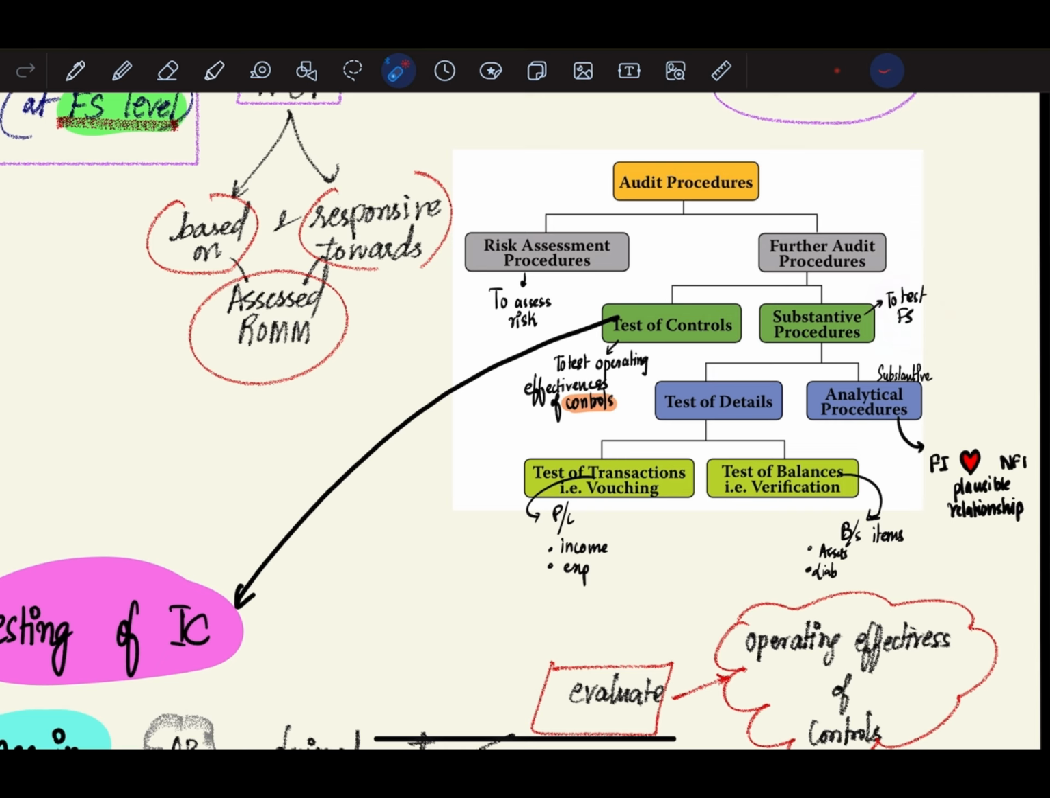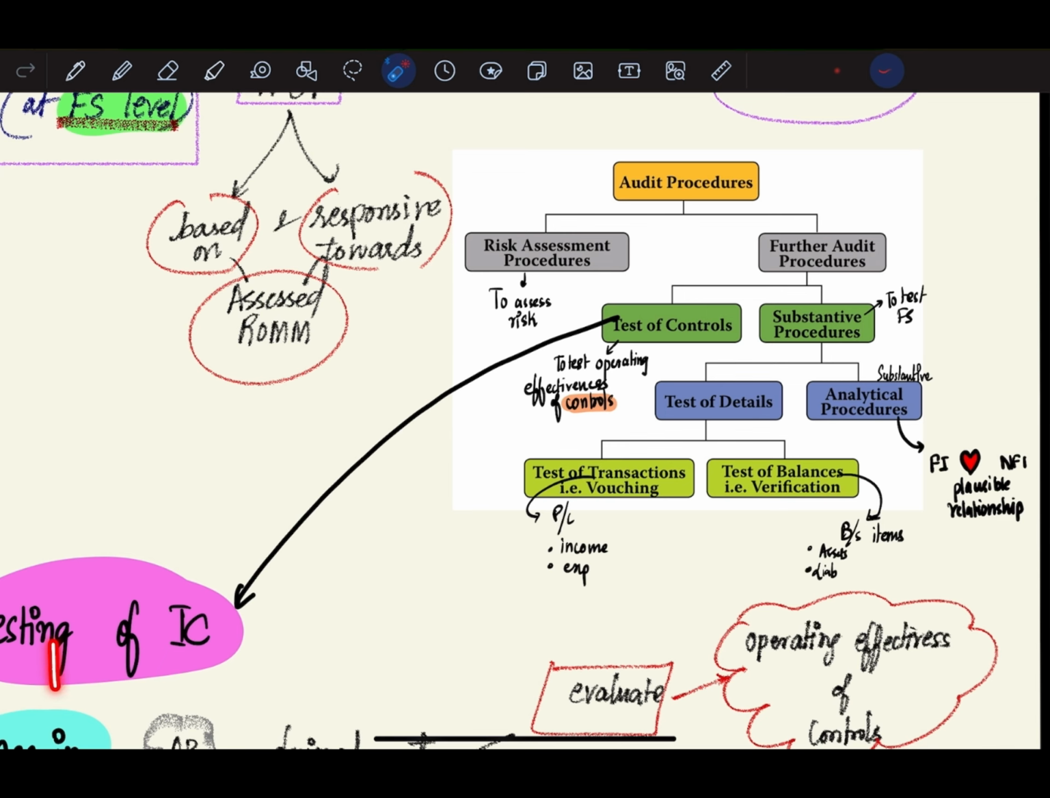Substantive procedures are again divided into test of details and analytical procedures, and test of details is divided into vouching and verification, which is testing of transactions, that is P&L items, the income and expenditure, and test of balance, which is verification of balance sheet items like assets and liabilities. This was about test of details. We also read about substantive analytical procedures, where there is evaluation of plausible relationships between financial and non-financial information. In this chapter, we are mainly going to read about test of control and substantive procedures. So first let us start with test of control.